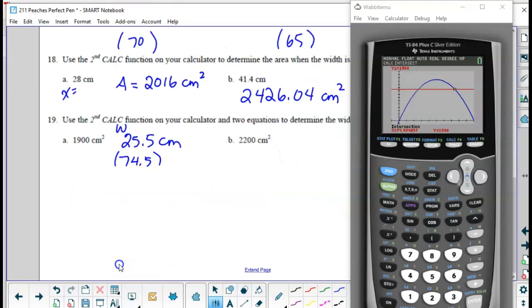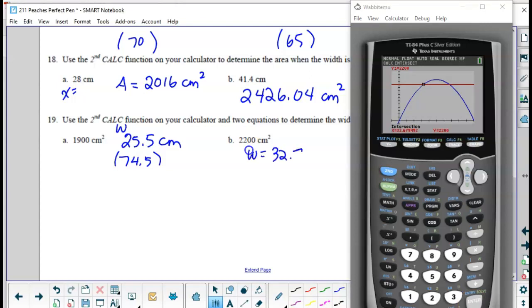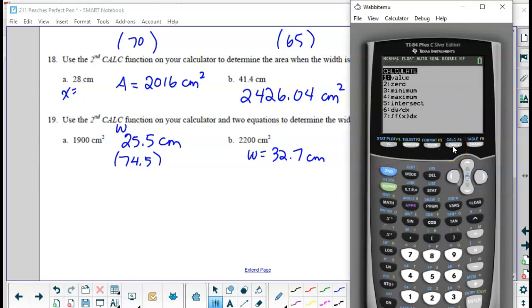So then same for 2200, go back to y equals, change your 1900, clear that off to 2200, graph those. And then second, trace, intersect is number 5. Enter, enter, enter. It'll be width equals 32.7. And then it'll be 100 minus that, or practice using your calculator. Intersect, cursor closer to the other one. And that's 67.3.